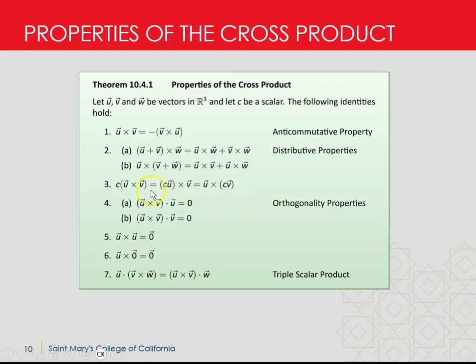Orthogonality properties, and this will be useful for things we'll see later. U cross v dot u is 0, and the same u cross v dot v is 0. And what that says is the vector u cross v is orthogonal to both u and v. And in fact, later on we're going to use that fact. If we take the u cross v, we're getting a vector orthogonal to both of them. Okay, and that's really important. If you cross u with itself, number 5 there, you get 0. You cross anything with 0, you get 0.